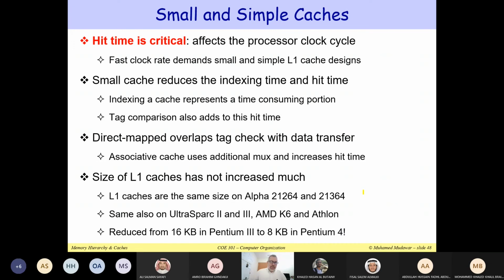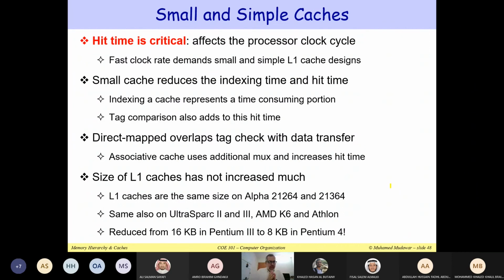So you can see that if the cache is directly mapped, you can overlap the tag check with the data transfer, because you have to make a tag check. So you have to compare the tag against the tag which is stored inside the cache, and the data transfer. So people try to design the cache and optimize its implementation in the hardware so that you can reduce the hit time to make the access to the cache as fast as possible.